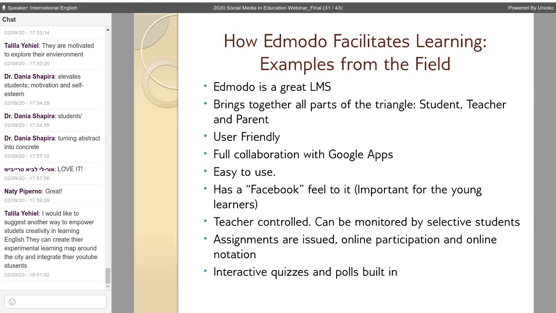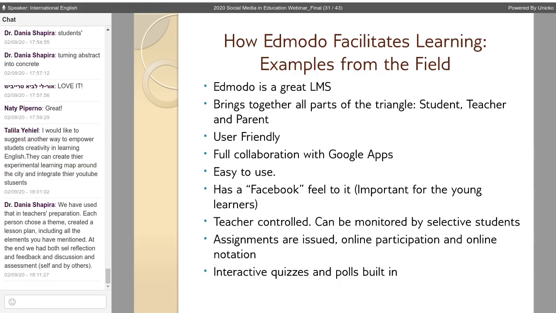We've got only a few minutes left, so I think I'll skip the next slide about Edmodo. Edmodo can also facilitate learning. You can use Edmodo as a tool to increase student motivation. Anya, we have used that in teachers' preparation. Each person chooses a theme and creates a lesson plan, including all the elements you have mentioned. At the end, we had self-reflection, feedback and discussion, and assessment by oneself and by others.